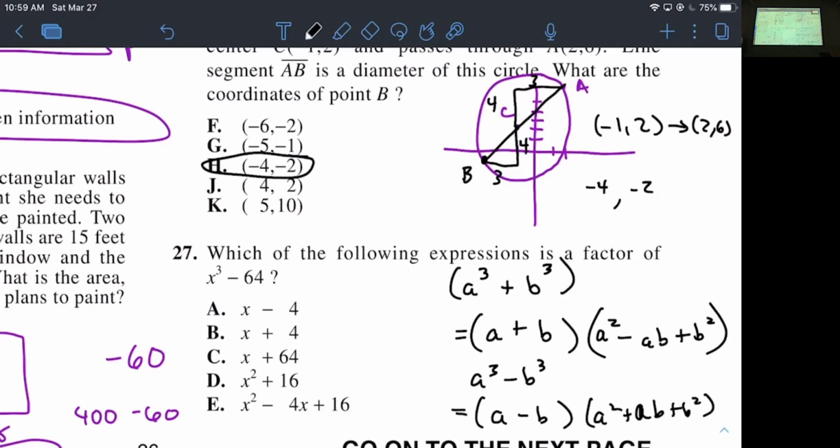Minus. So when I go to factor this, I get x to the fourth, and then I get x squared, 4x, and 16. And then my signs would go minus, plus, plus. It wants to know which one of those is a factor. It would be A. Question.